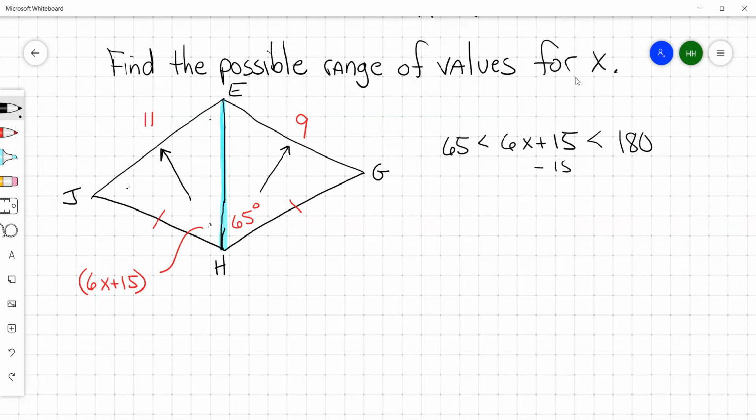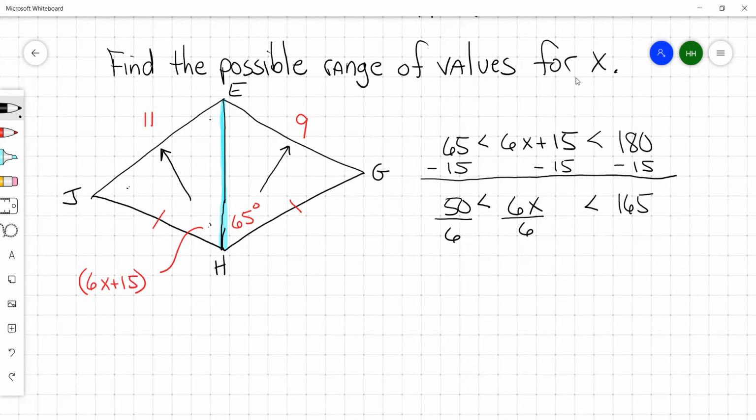So we subtract 15 from each side. And not only do you subtract, you subtract 15 from the middle, from the right side, and from the left side. So 65 minus 15, that's 50, is less than 6x, which is going to be less than 180 minus 15, which is 165. And then you're going to take everything and divide it by 6. So divide the middle by 6, divide the left by 6, and divide the right by 6.